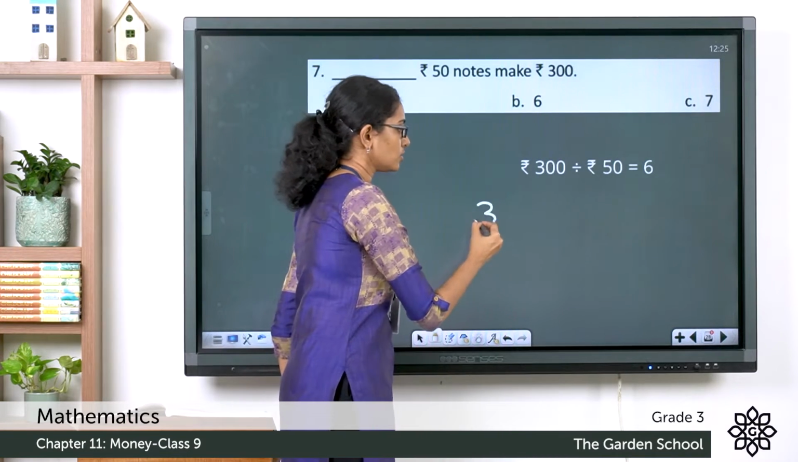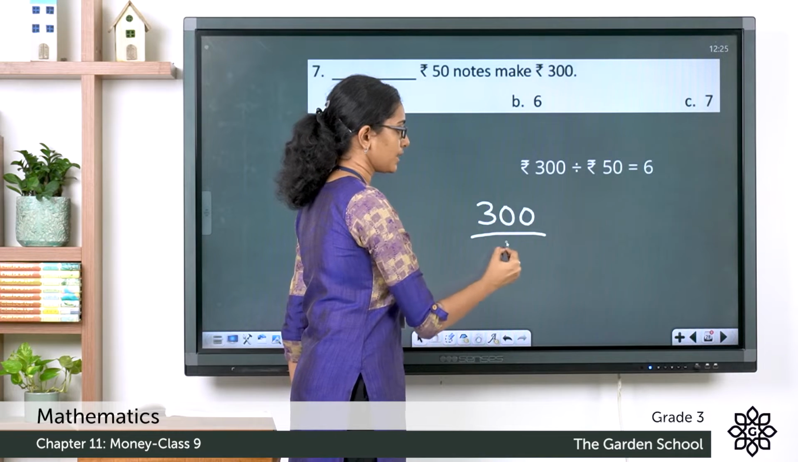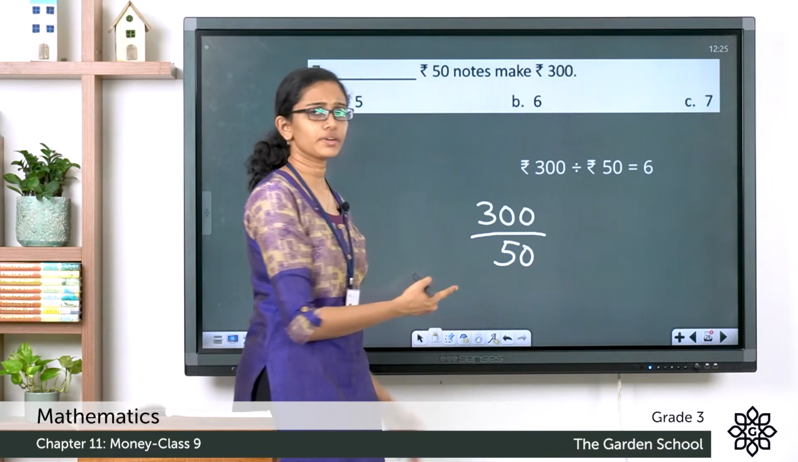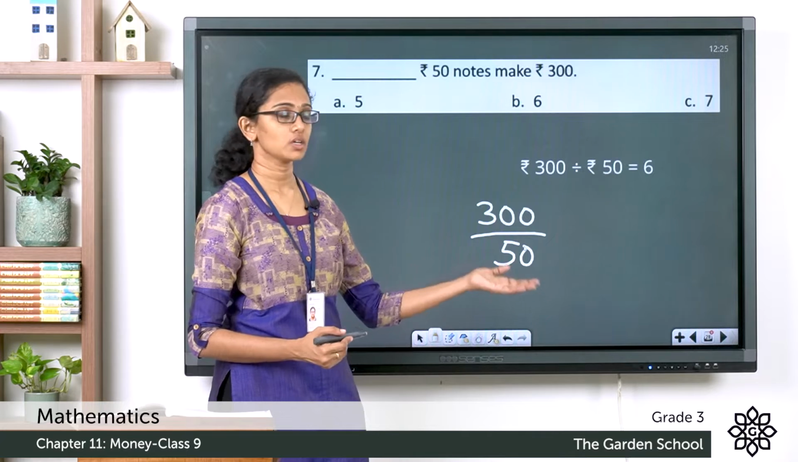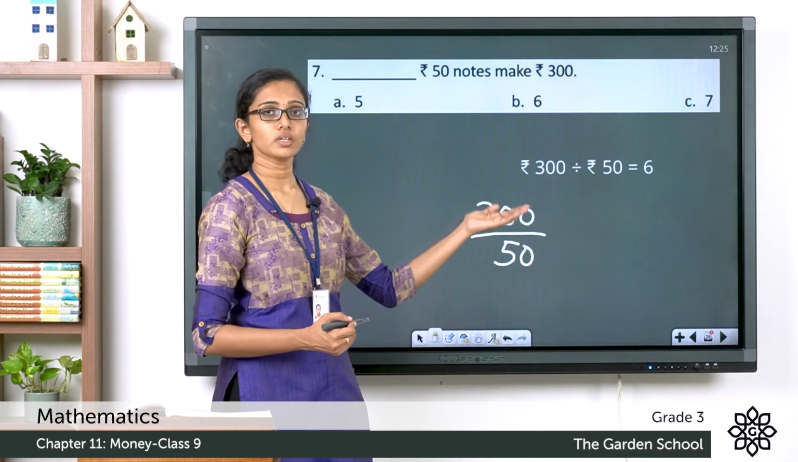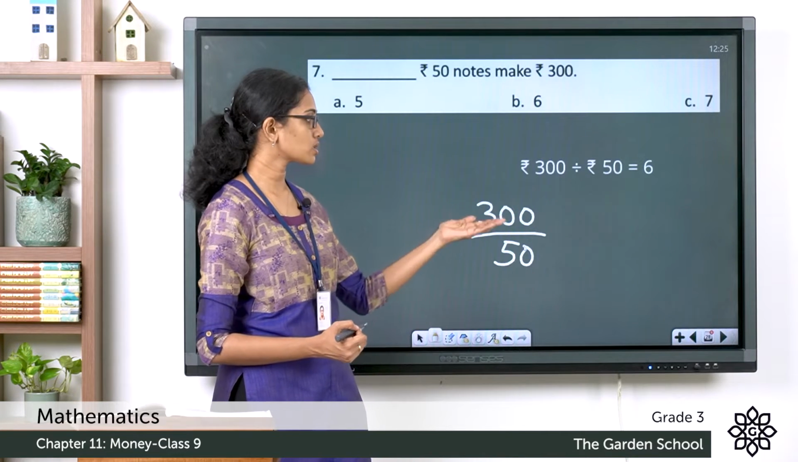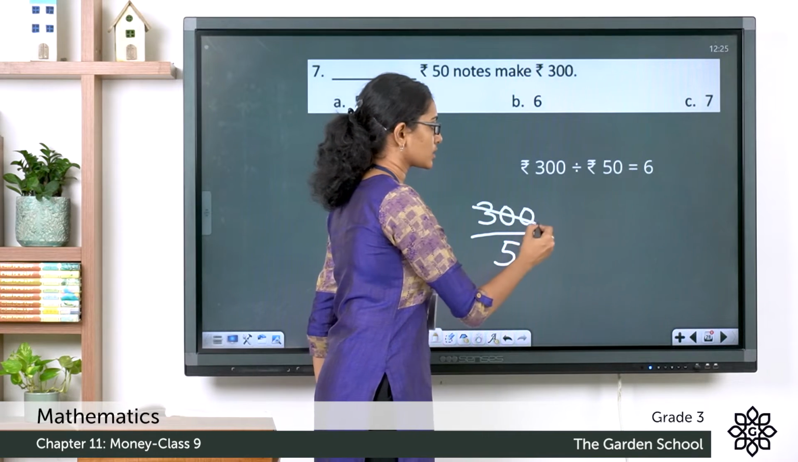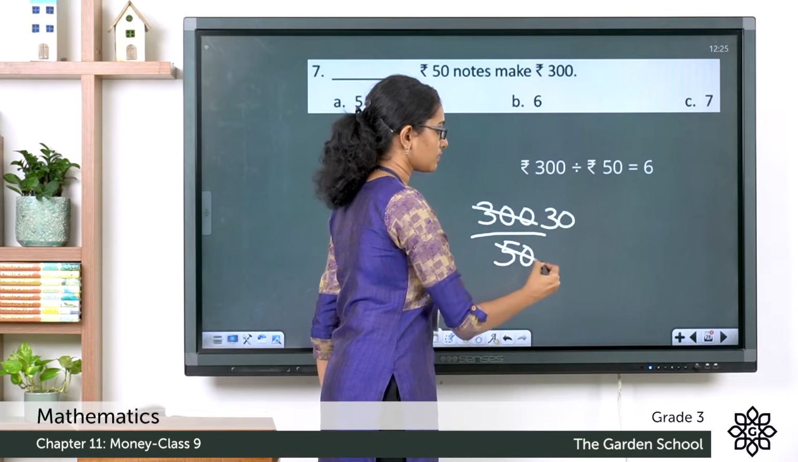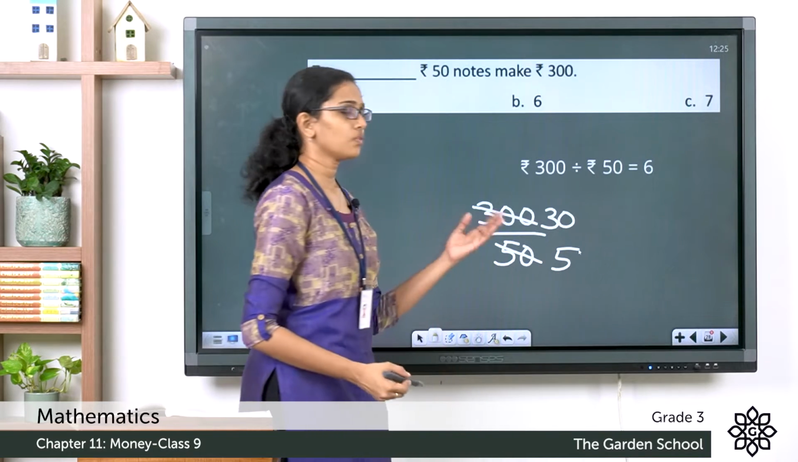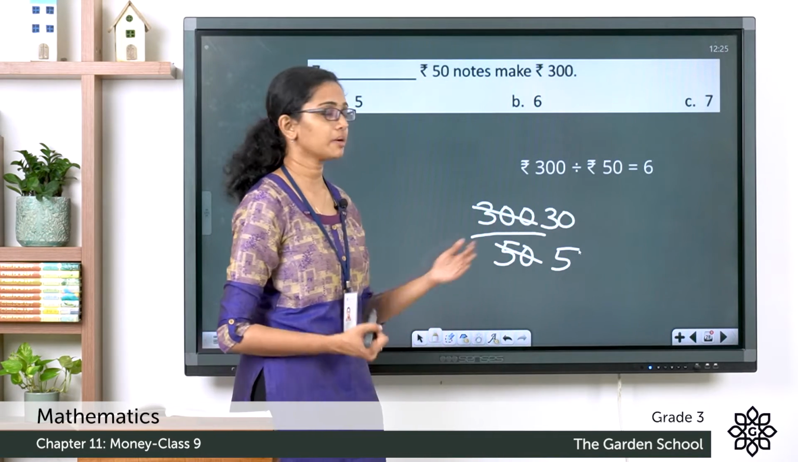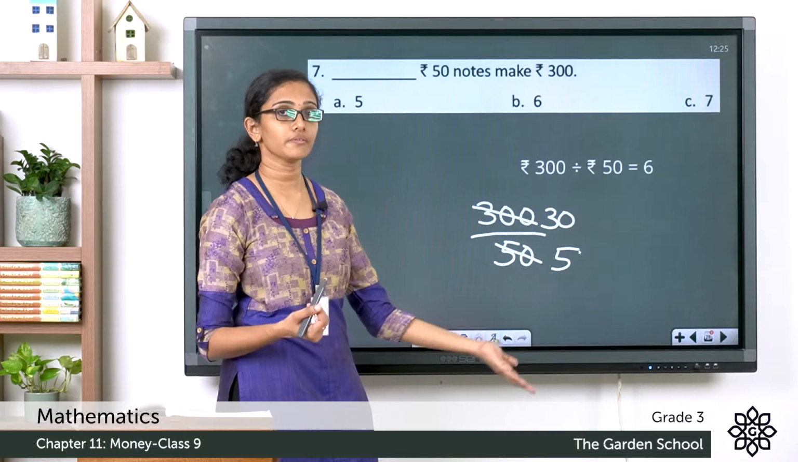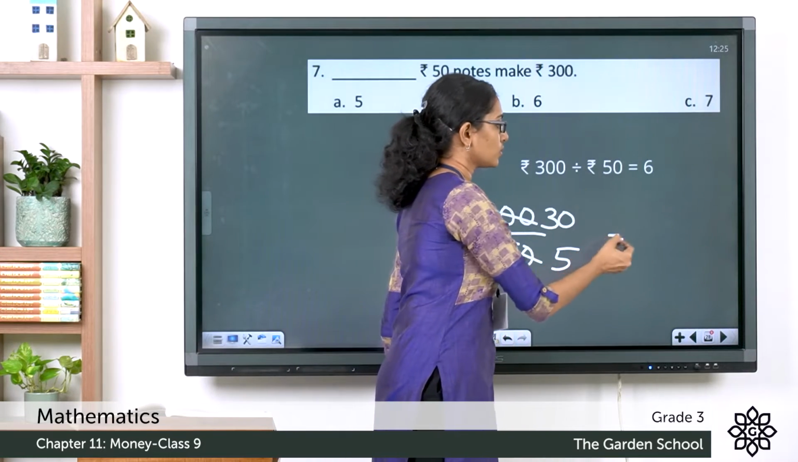See, the question is to divide 300 by 50. Both this 300 and 50 are multiples of 10. So, you can just cancel out using the common factor 10 in both the numerator and denominator. So, 300 divided by 10 is equal to 30 and 50 divided by 10 is equal to 5. So, it is 30 divided by 5 now. And what is 30 divided by 5? It is equal to 6.